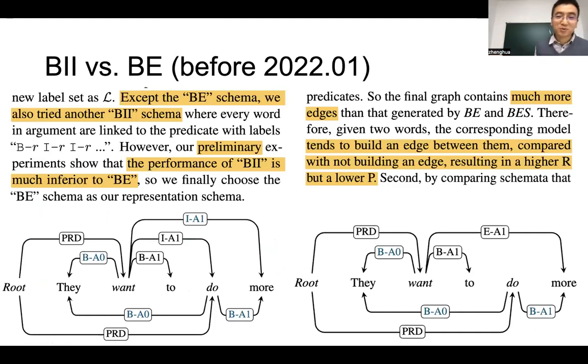And that's what we did before we submitted it to ARR. So in other words, in our ARR paper submission, our work stopped here. Actually, you can see this is a contrast of the two schemata. This one is BII, this one is BE. And you can see in our submission, we didn't emphasize our contribution on designing a proper scheme, right?